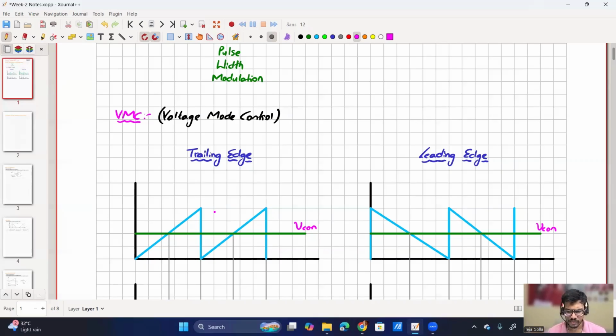So the controller can be implemented in both of these ways, and these are two such cases that we have considered in voltage mode. If you have any queries, you can ask, else I'll quickly move to the current mode control.